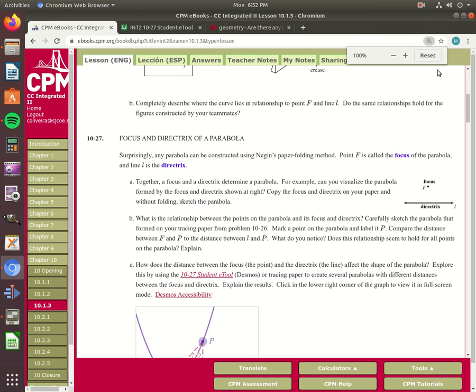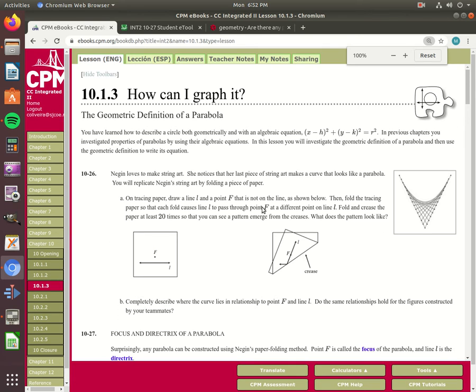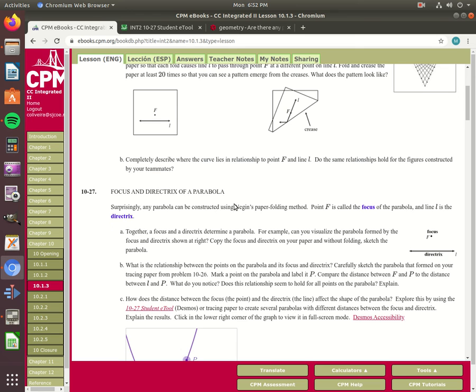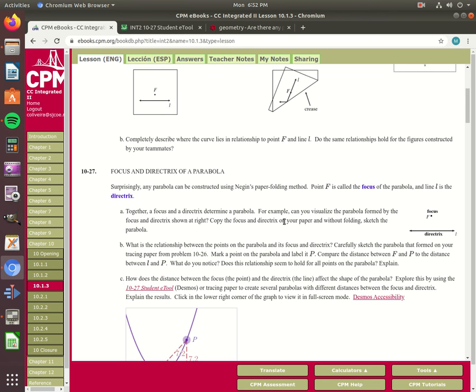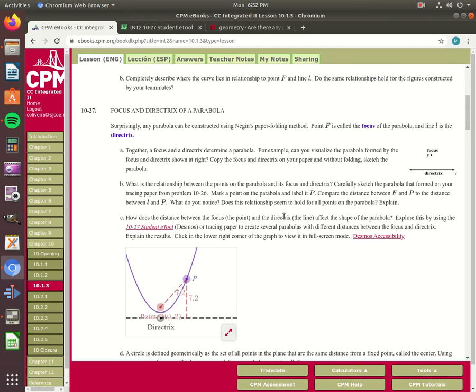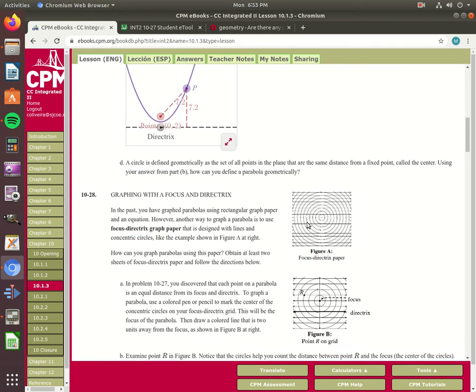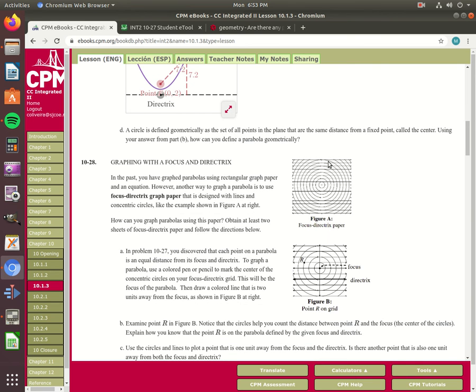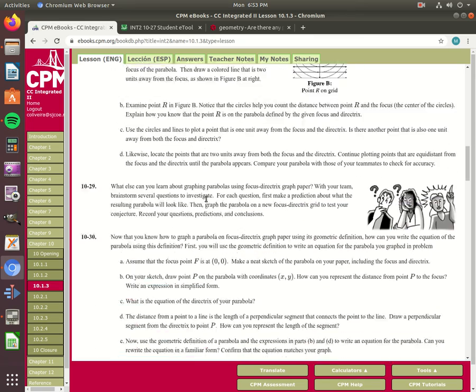Then from there, we would have gone on to discuss what we were doing for the day, which is the focus and the directrix. And honestly, nothing to do with Integrated 2 at all. This is just a setup for Integrated 3, but some really cool stuff that you're going to learn about in Integrated 3 that has to do with satellite dishes and barbecues and the focus and how that works. It's pretty cool. However, I would have given you this funky graph paper, focus directrix graph paper, and we would have just done a little bit of stuff in this lesson.